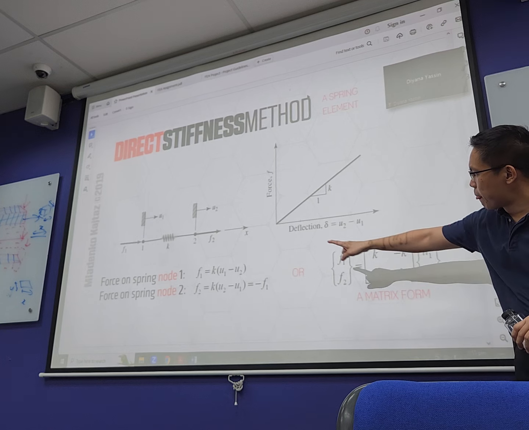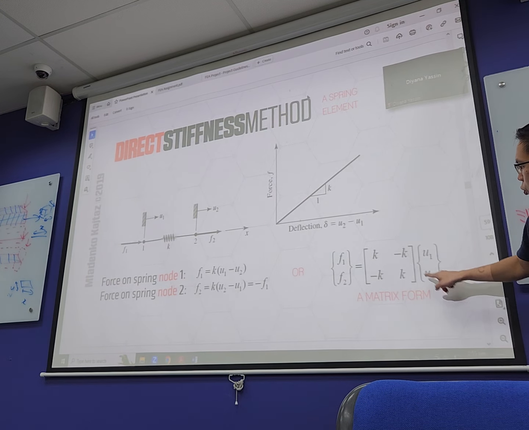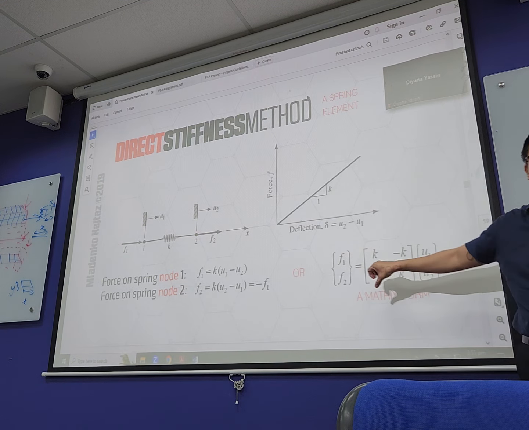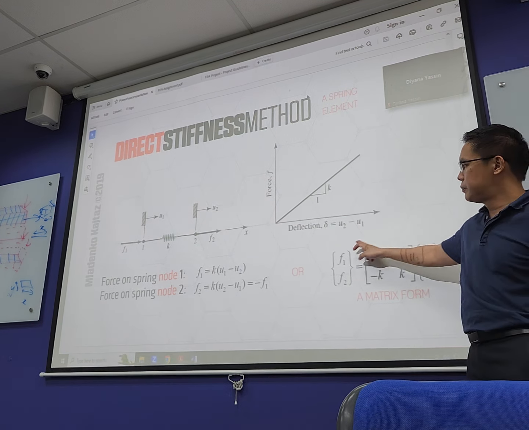Put this together, so it's what? K U1, negative K U2, negative K U1 and K U2. Put together, this is your stiffness matrix. Everybody can write this down?